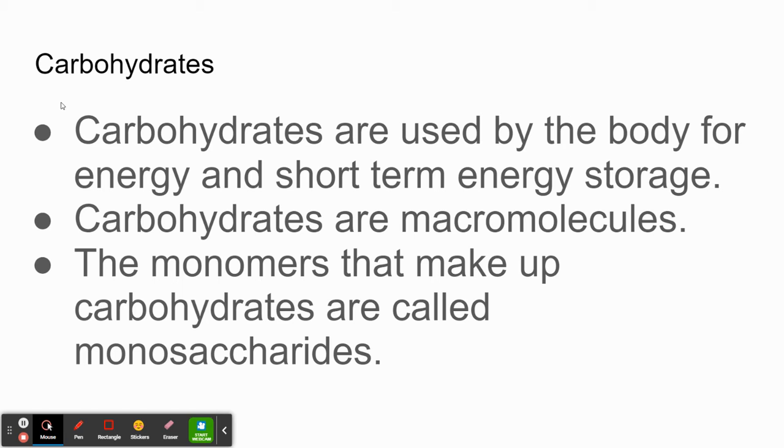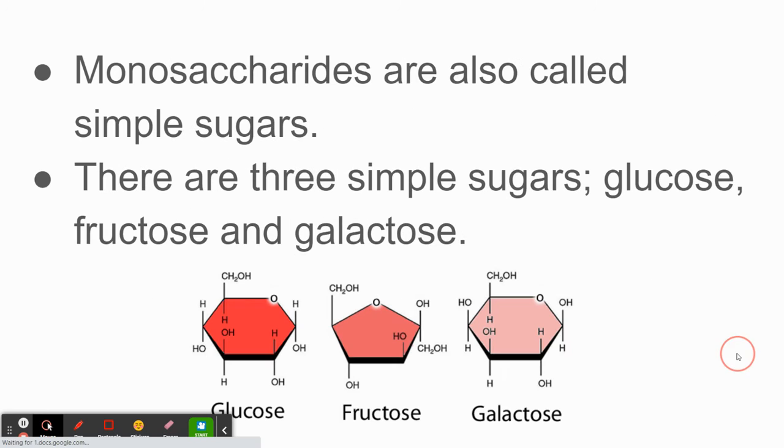Carbohydrates are macromolecules, which means that they are true polymers. There are many monomers connected together to make a long chain. In carbohydrates, the monomers are called monosaccharides. Monosaccharides are also known as simple sugars. There are 3 of these monosaccharides or simple sugars. There's glucose, fructose, and galactose. Glucose is the one simple sugar that our body uses for energy. Fructose is found in fruits, and galactose is milk sugar.